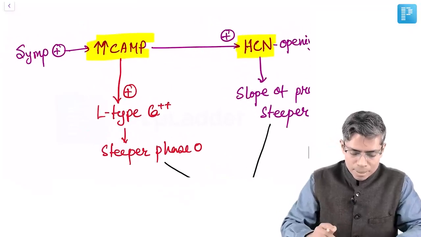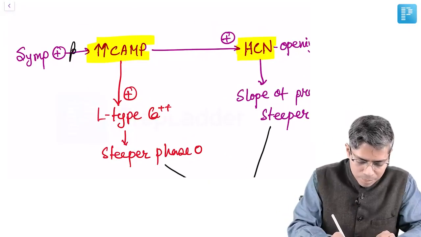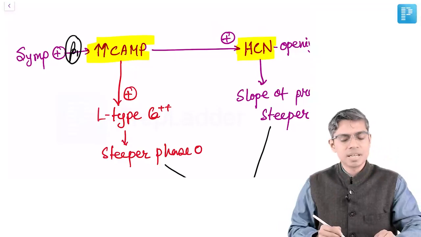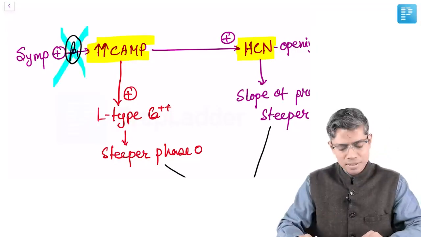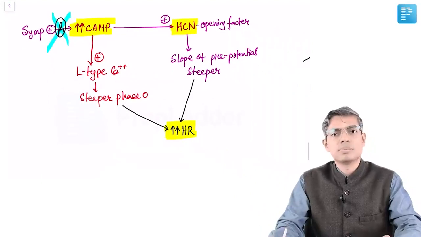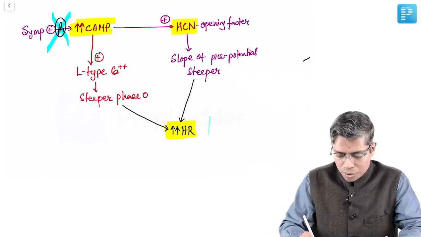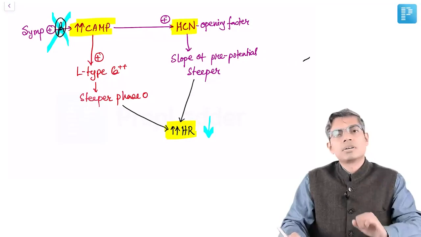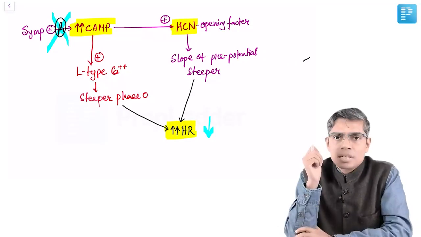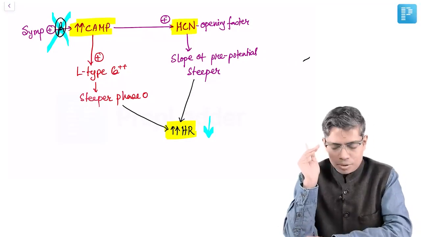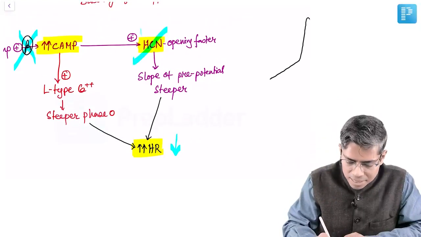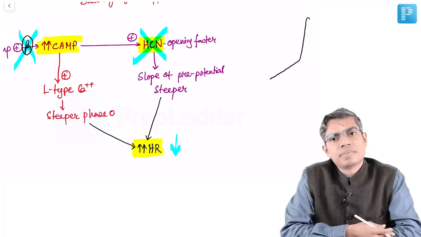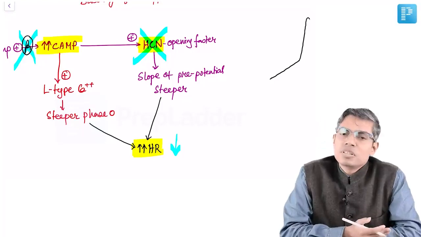If I block this receptor, that is the beta 1, through which the cAMP is generated, that is the beta blocker. All of you know, if you block this beta 1 receptor, the cardioselective beta blocker is going to reduce your heart rate, very simple. But rather than targeting with a beta blocker, I can target the HCN channel with a blocker also. Why? That will be more specific.